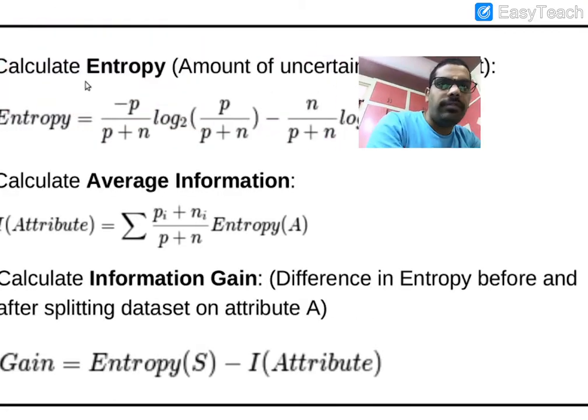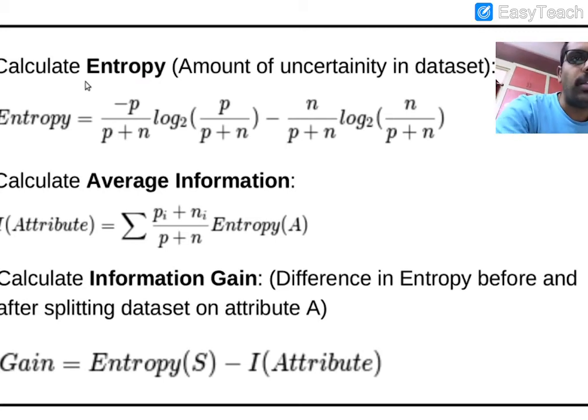So listen carefully. What we have to do is calculate entropy. What is entropy? The amount of uncertainty. So the entropy is computed as the amount of uncertainty, where we see what the positive things are and what the negative things are. We calculate that with the help of entropy. The formula for calculation of entropy is: minus P by P plus N log 2 P by P plus N, minus N by P plus N log 2 N by P plus N. So this is the formula for entropy, the amount of uncertainty in the data set.